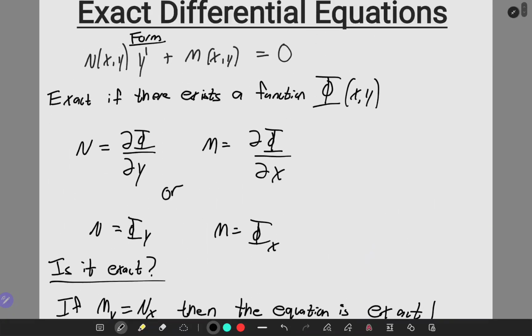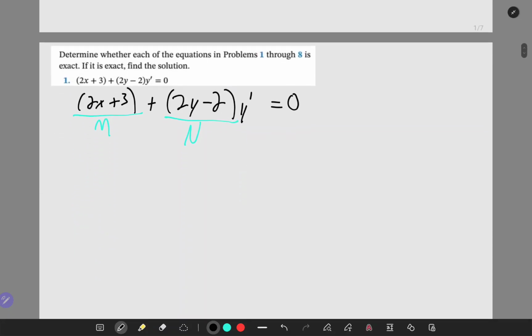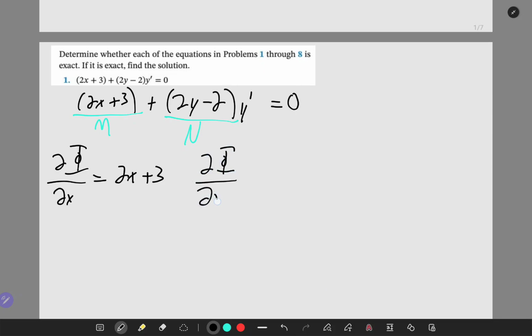Remember that M is equal to partial phi with respect to x. So that tells us that the partial of phi with respect to x is equal to 2x plus 3. And writing this down is helpful at first. But after a while, once you get good at these, you can just skip this step and keep this in your head. And N is the partial of phi with respect to y, which is 2y minus 2. Just keep this in your head, because you're going to use this information later, and I'll show you how we'll use it.